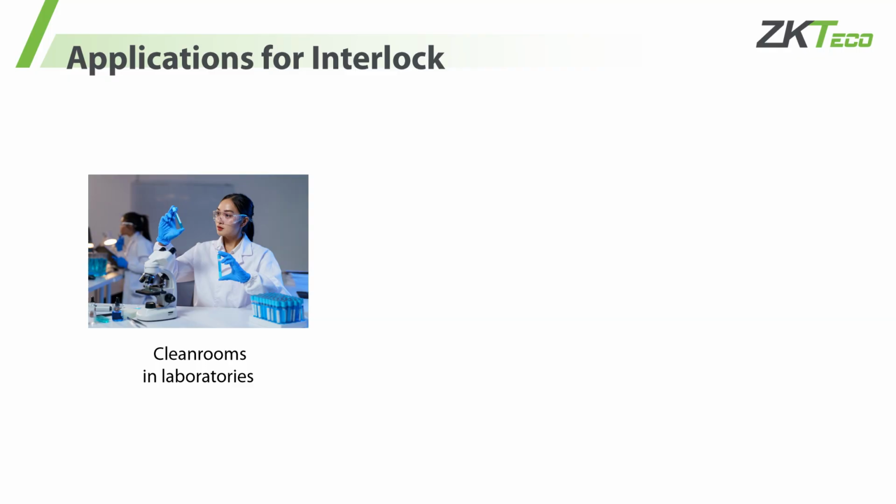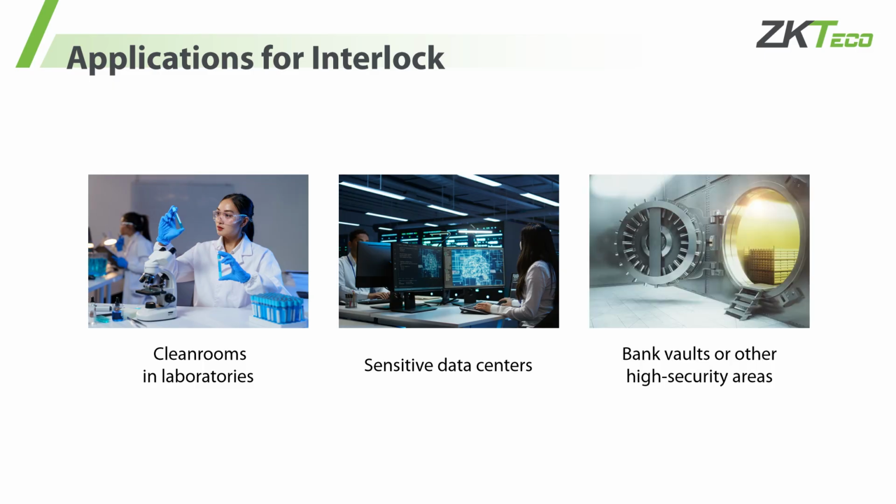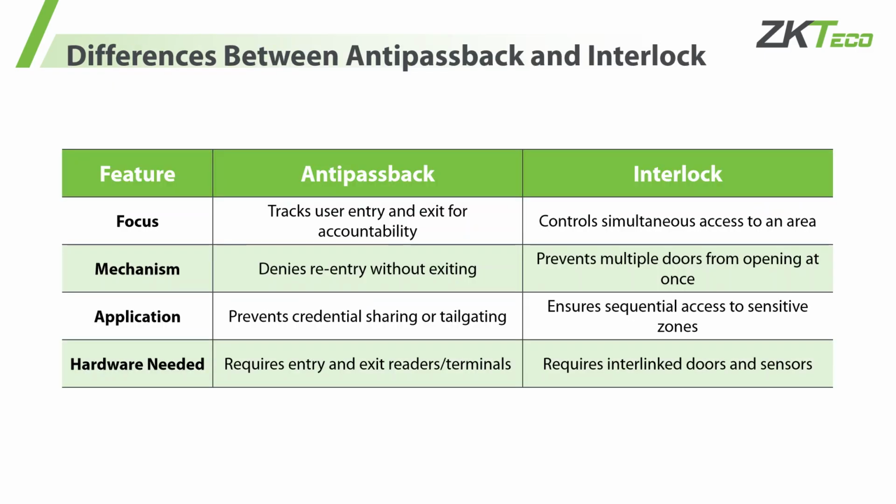Its application scenarios mainly include clean rooms in laboratories, sensitive data centers, bank vaults, or other areas with high security levels. Through the previous introduction, I believe you have a certain understanding of Antipassback and interlock. Now let's understand the difference between Antipassback and interlock. In terms of focus, Antipassback is to track the user's entry and exit situation in order to clarify responsibility. Interlock is controlling simultaneous access to an area.